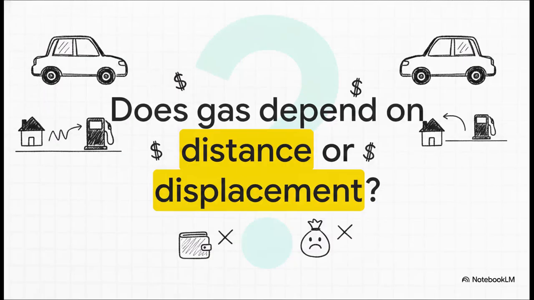Crazy, right? To wrap up this explainer, let's bring this all back into the real world. The next time you pull up to the gas station, think about this. Is your car's gas tank measuring your physics displacement or your physical distance traveled? I mean, if it measured displacement, every single round trip from your home to the store and back would cost you $0. Unfortunately for our wallets, the real world often runs on distance. But it really makes you wonder, what other everyday measurements are we completely misunderstanding?